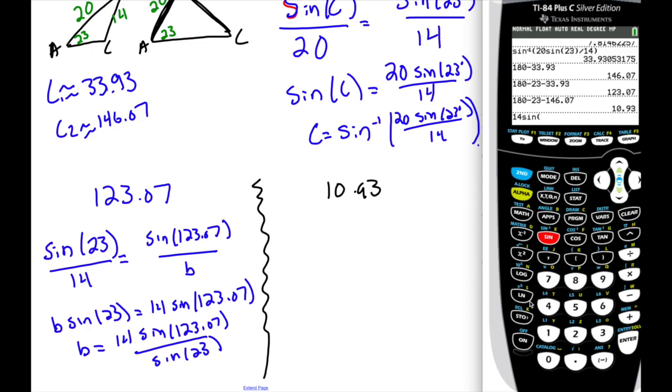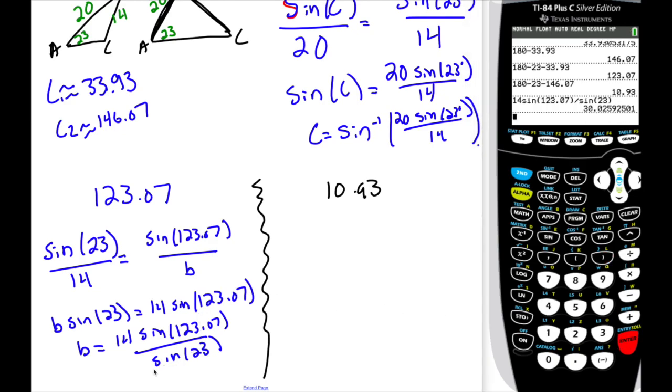Again, please seek out Wolfram Alpha. Wolfram, W-O-L-F, like a wolf. Ram, like the ram. Alpha, like the Greek letter. Okay, .com. Really important. You need a way to do this if you don't have a calculator at home. So 14 times sine 123.07 divided by sine 23.